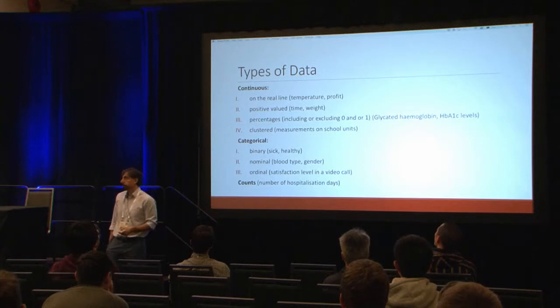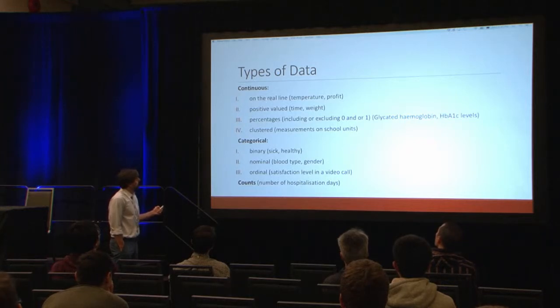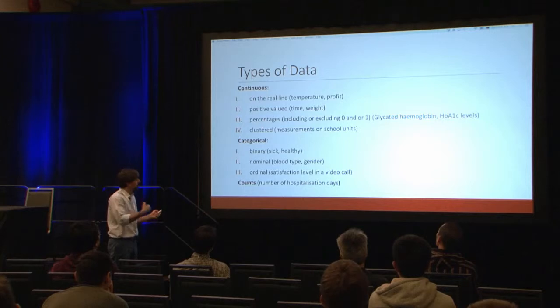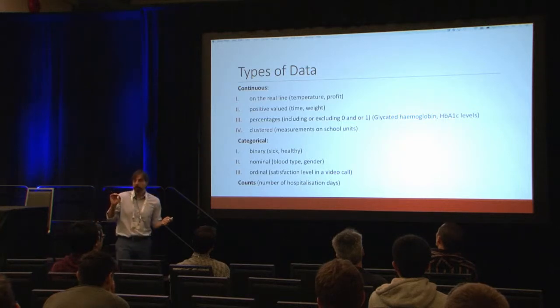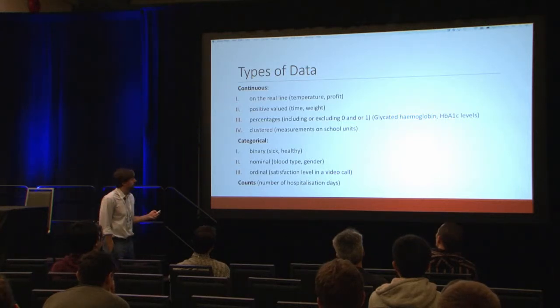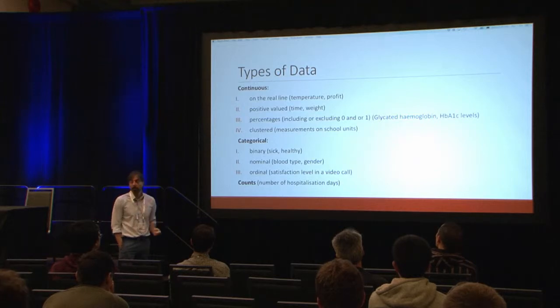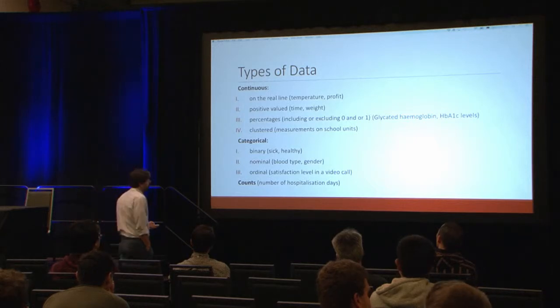And actually, we encounter this in real applications. When we work with real data, you may have, of course, continuous variables, or positive valued variables, or percentages, or what's called clustered data. These are all continuous, but there are, in statistics, specific ways to treat each one of these cases. And they should be treated differently, actually. For categorical data, you may have binary, nominal, which are an extension of binary, or ordinal, like the satisfaction level in a video call for people who work in quality of experience. Or you can have count data.